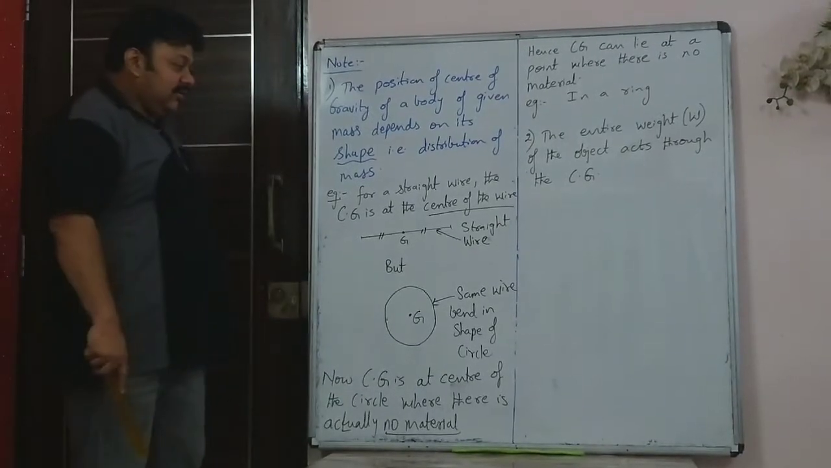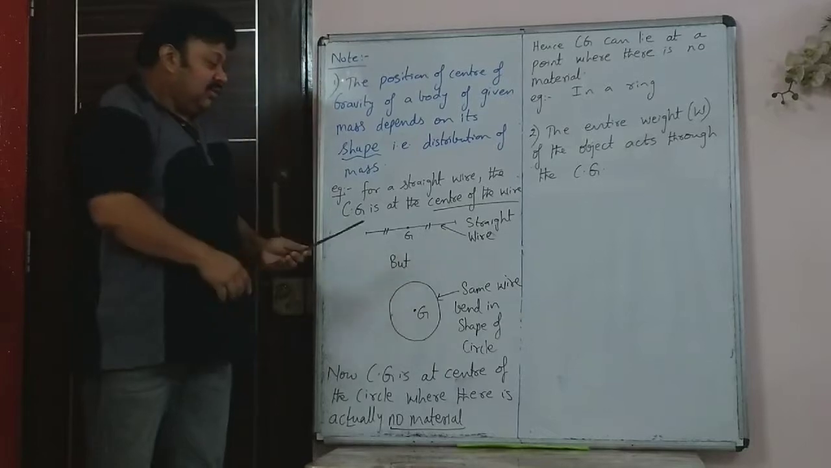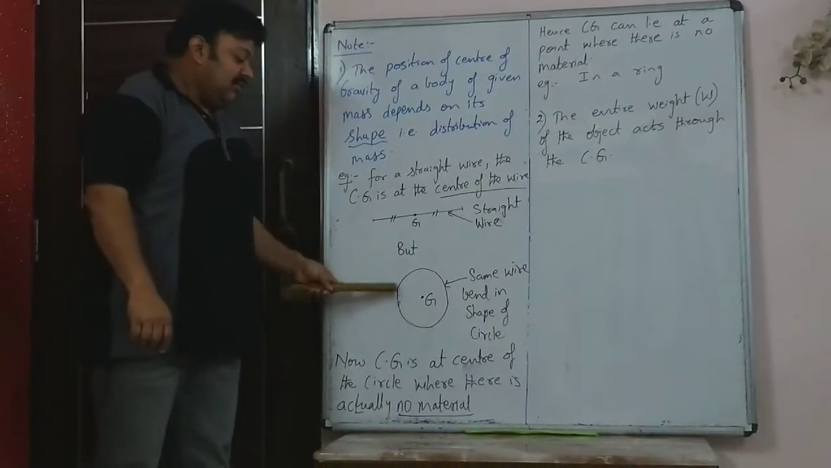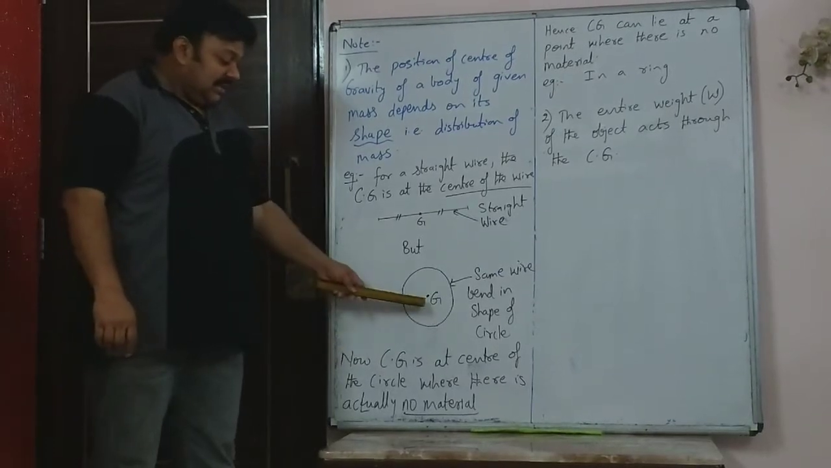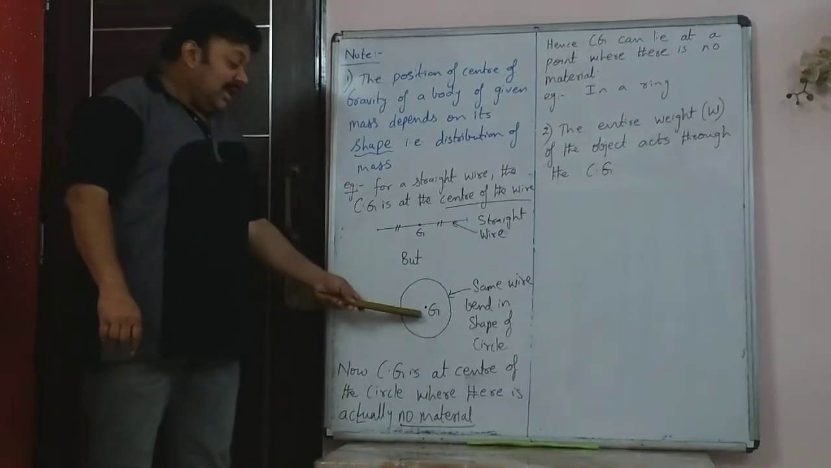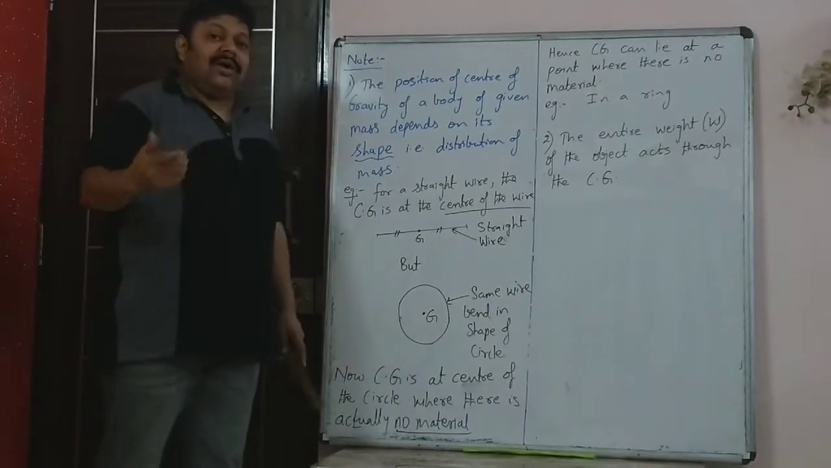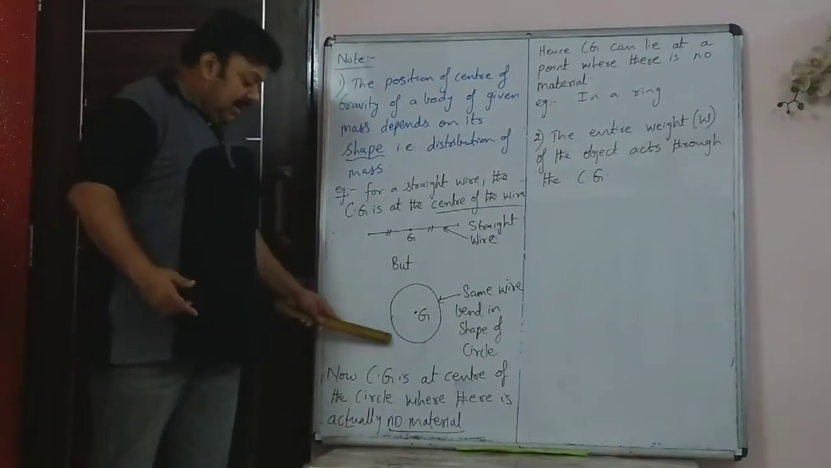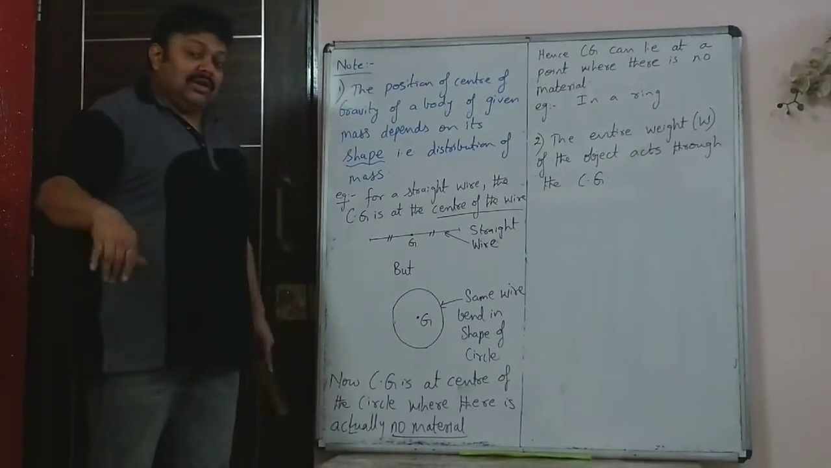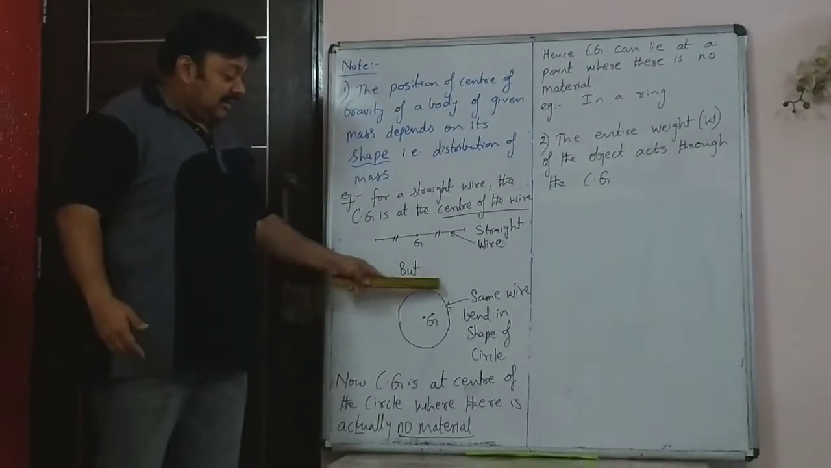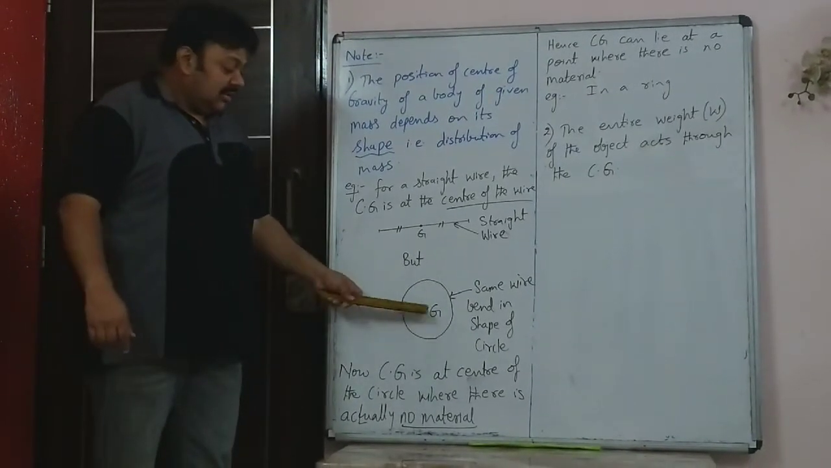But now that same wire, if you have turned it and made it in the shape of a ring, circular shape, then the center of gravity will lie at the center of the ring, where actual material of wire is not there. The wire is this, the circular shape. The center of gravity need not be on the wire itself, it can be at some other point where there is no wire, like in this case.